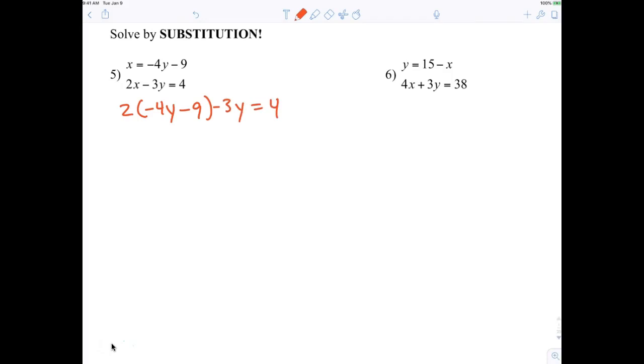Anybody have any questions with what I'm doing there? Any questions? Look right here. This right here is going in for this x right there. That's what I did.